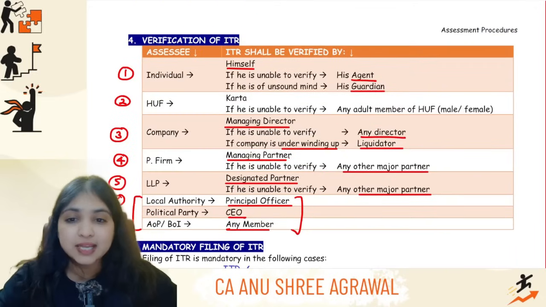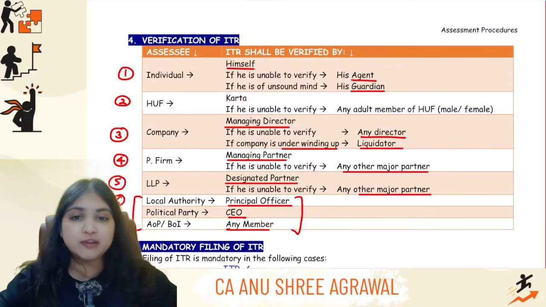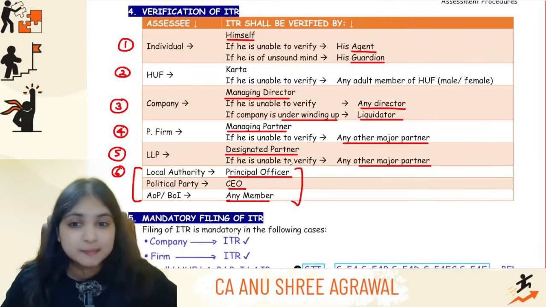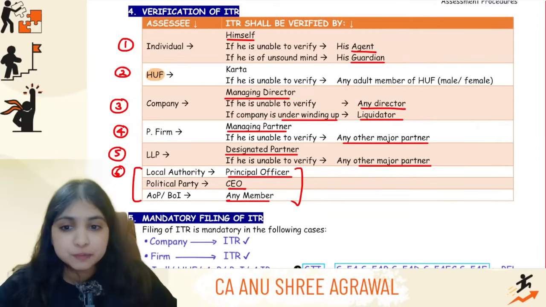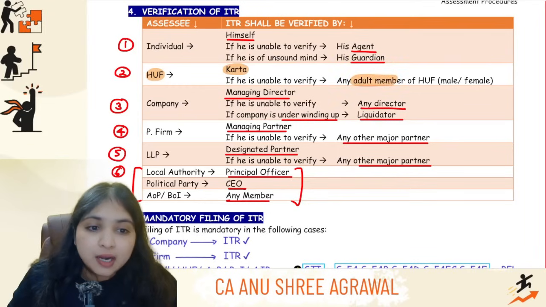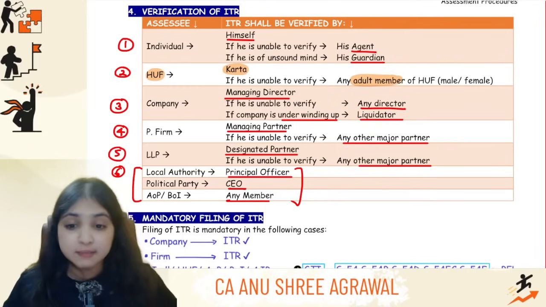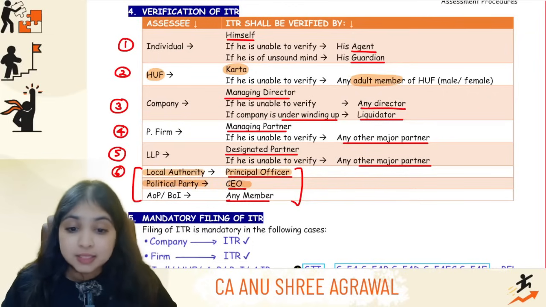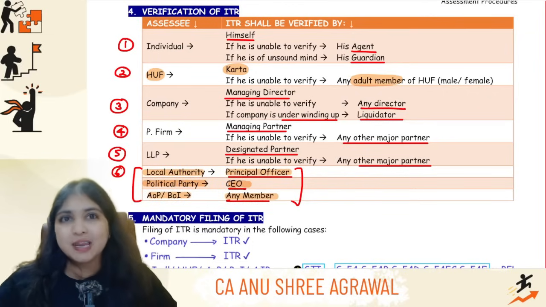Okay, guys. So these are 6 points with respect to verification of ITR, that is, who will verify the income tax return. Extremely important. I'll point out some important points for you. HUF, Karta will verify. If Karta is unable to verify, any adult member can verify, male, female, doesn't matter. Then, local authority, principal officer. Political party, CEO. AOP or BOI, any member can verify.